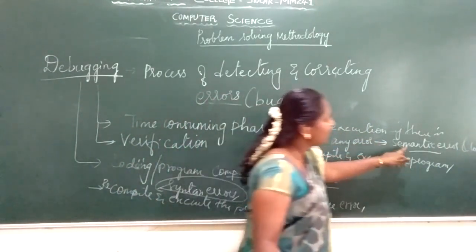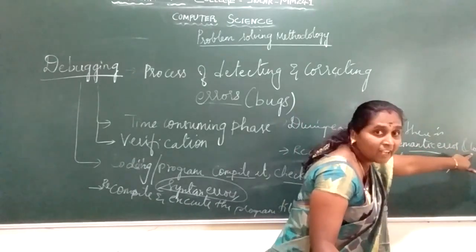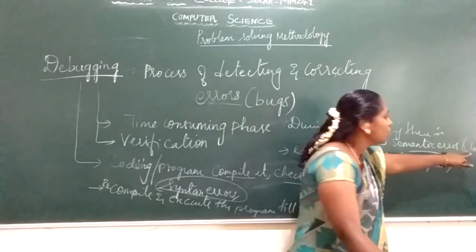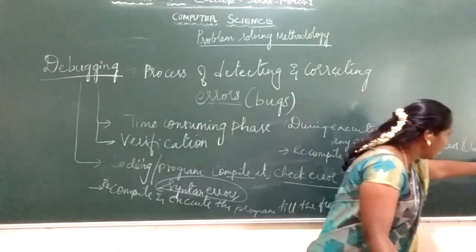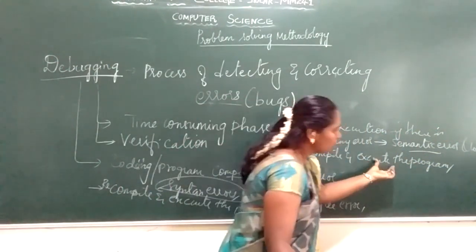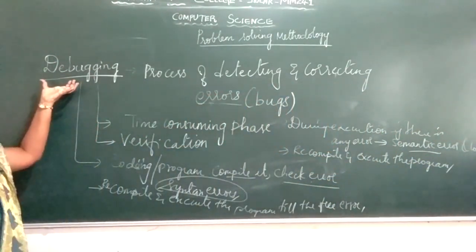Such errors we call semantic errors. That is nothing but logically invalid logic, where the expected result will not be your output. So that is nothing but your logic errors. Such errors are again recompiled and the program executed. All these processes are done during your debugging.